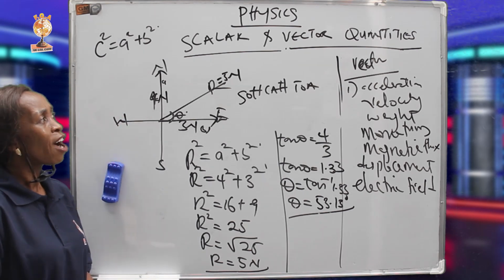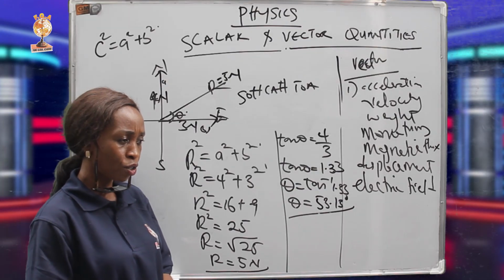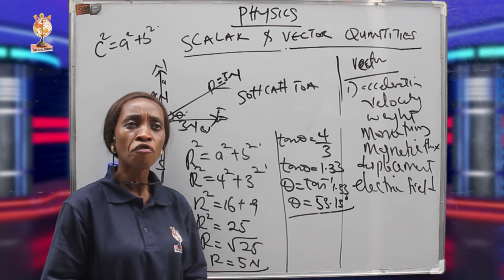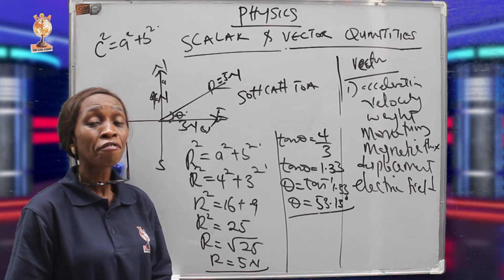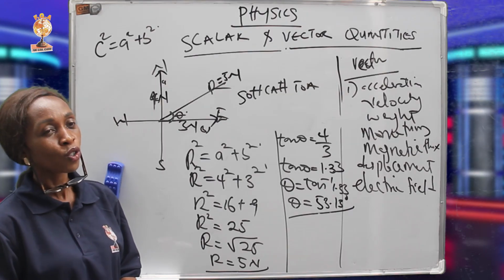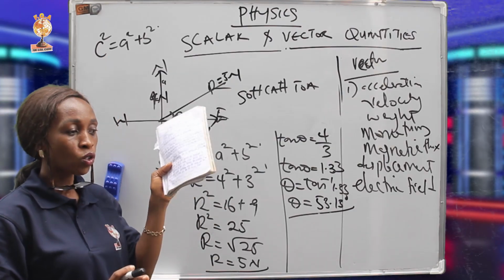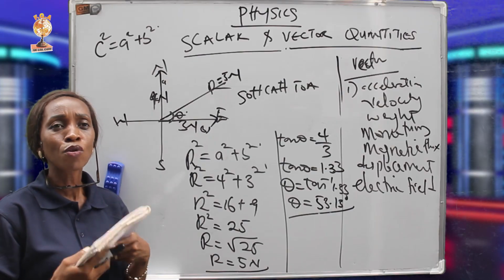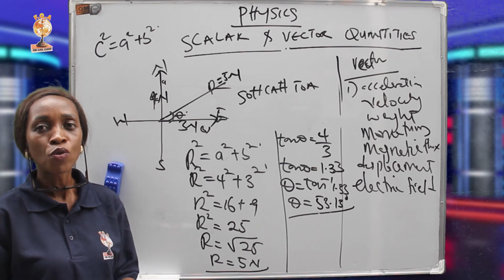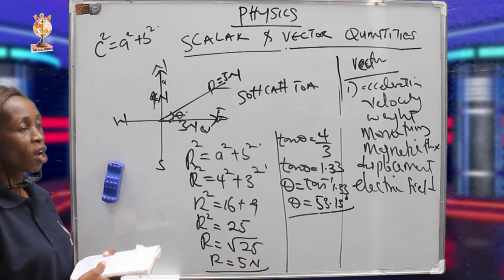Now, having known that you have two or more vectors in the same direction, what do we do? I will add their resultant. If I have two vectors moving in opposite directions, I will subtract their resultant. And if I have two vectors, one to the north and one to the east, making an angle of 90 degrees, I will not add, I will not subtract, I will use my Pythagoras' theorem, which is what we have just done.